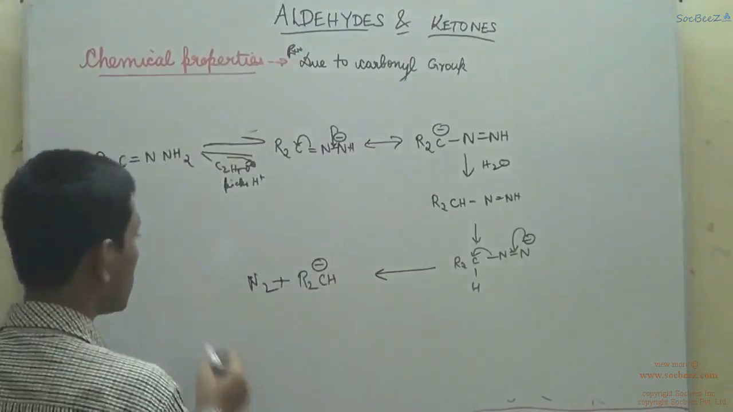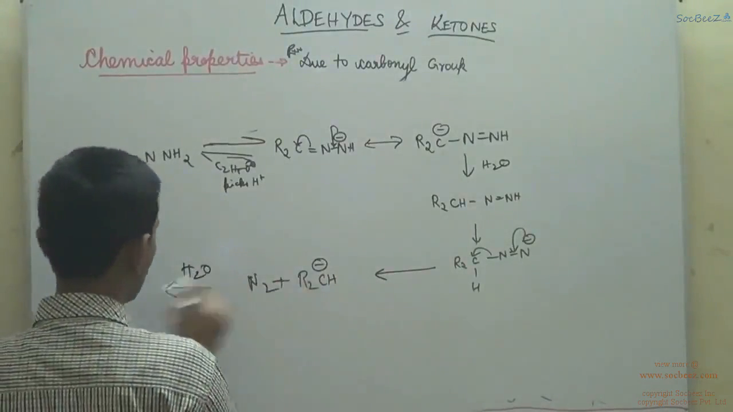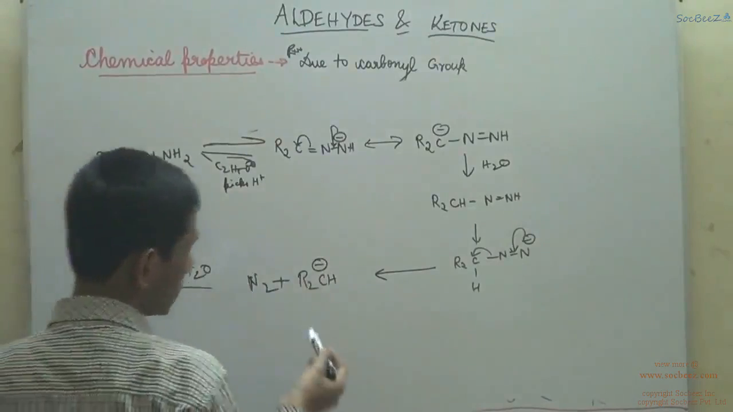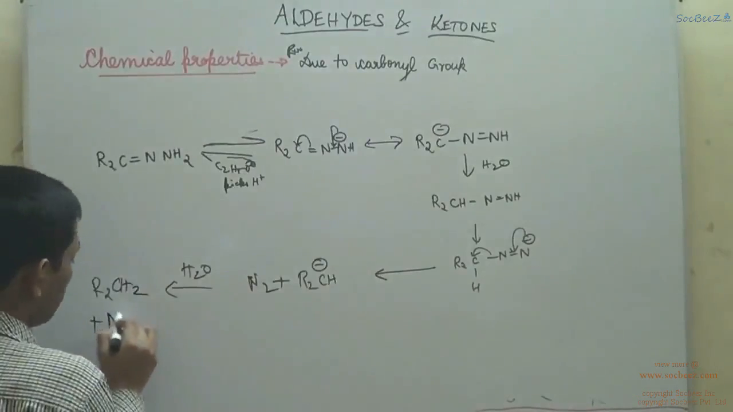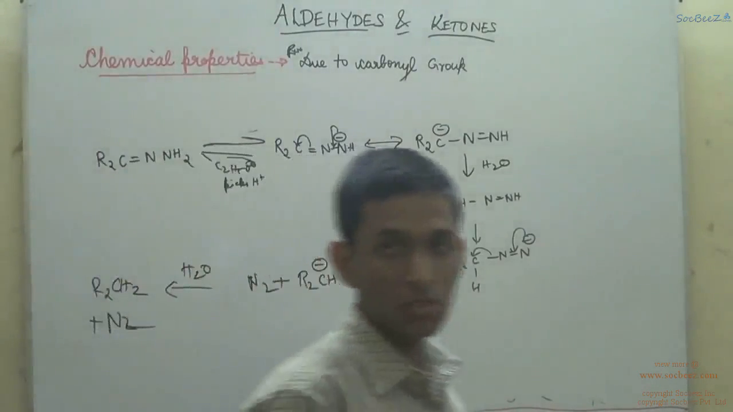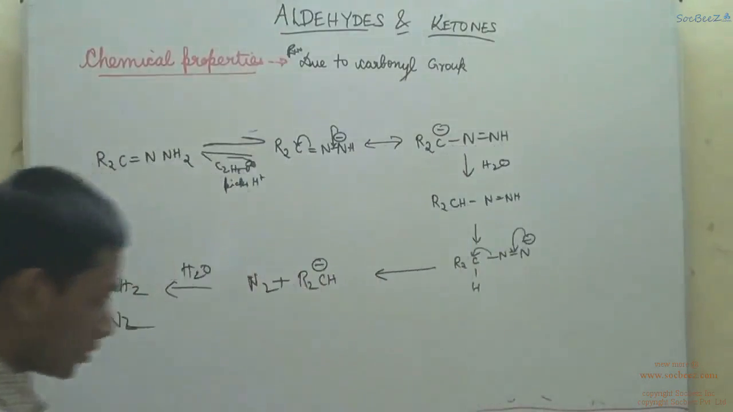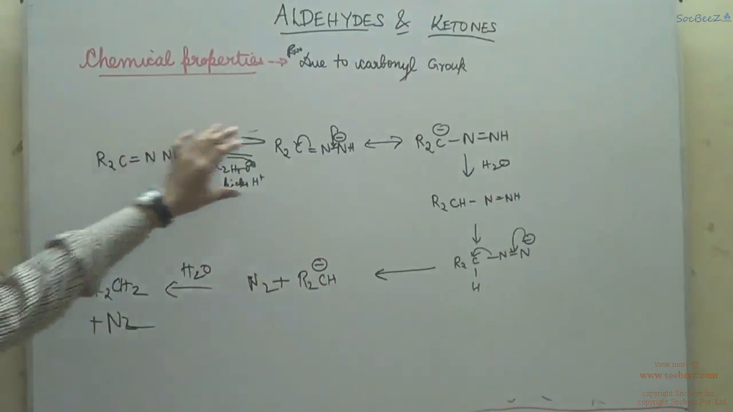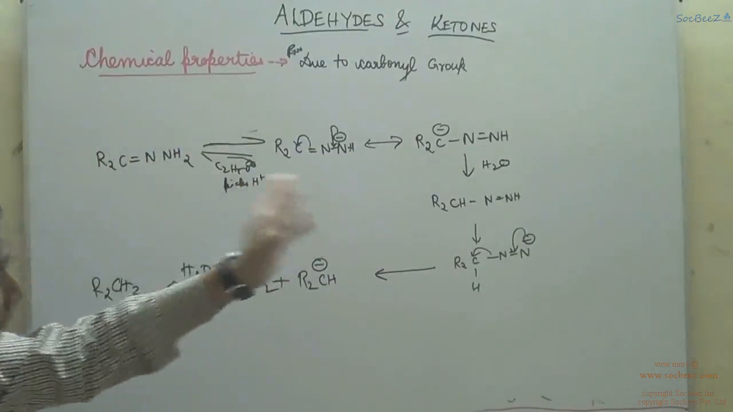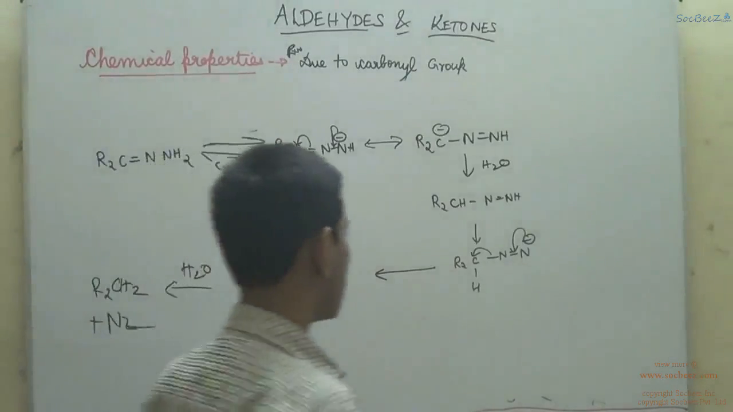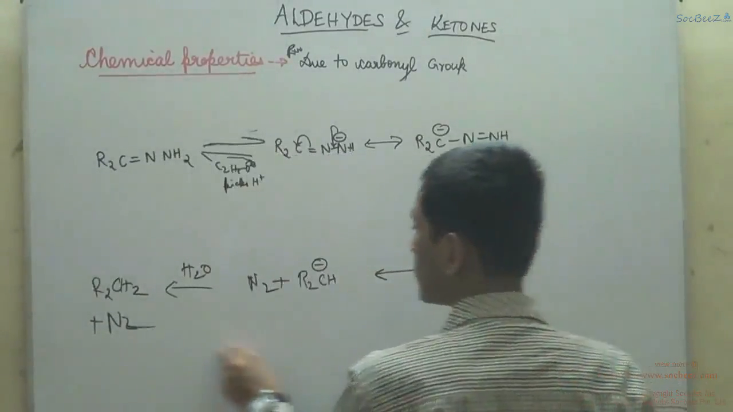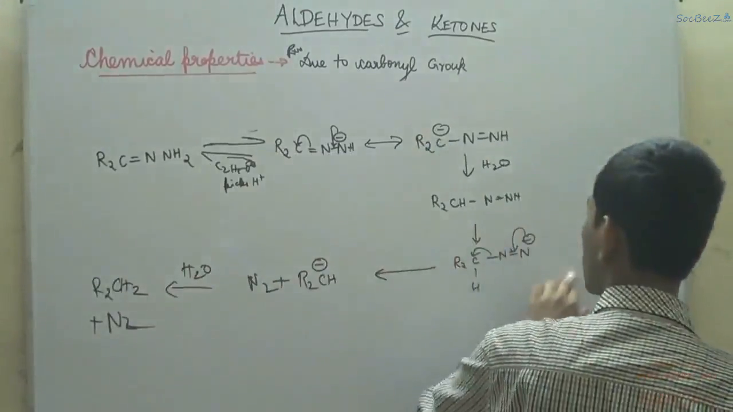Okay, and again if you treat it with water, this picks up a positive charge, H plus ion, that's a proton, and then you get an alkane, and nitrogen gas is released. This is basically the reaction. So first, formation of an anion of hydrazone, which is then protonated by the carbonyl carbon to form a substituted diamine. And then simultaneous loss of nitrogen and formation of the hydrocarbon. So in this stage, it's the simultaneous loss of nitrogen and formation of the hydrocarbon.